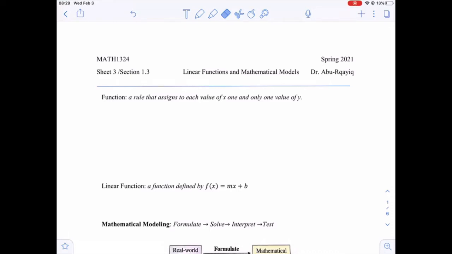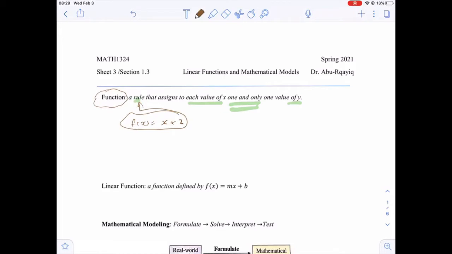Section 1.3 is about linear functions and mathematical models. Let's first define what we mean by function. A function is a rule that assigns to each value of x one and only one value of y. So, for example, f of x equals x plus 2. This is a function. This is a rule of the function.